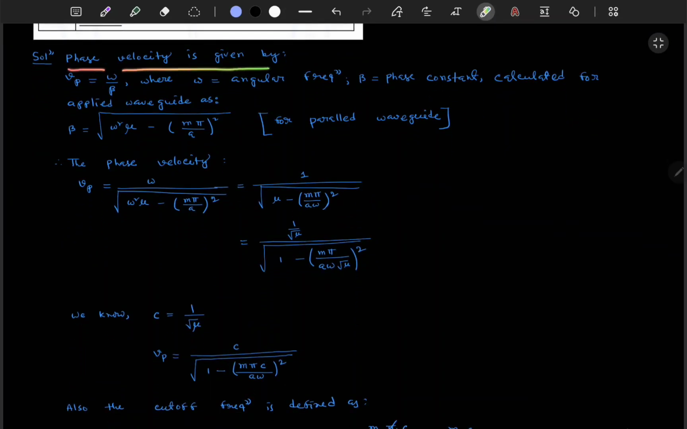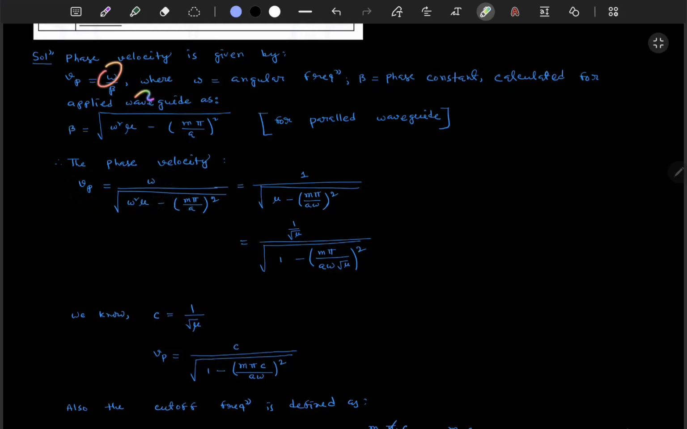So the phase velocity is given by Vp equal to omega by beta. Omega is the angular frequency, beta is the phase constant calculated for the waveguide as beta equal to root under omega square mu epsilon minus (m pi by a) square for a parallel waveguide. This we can remember. So Vp will be this one.